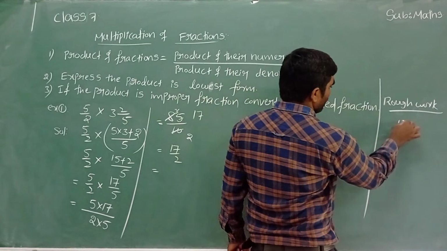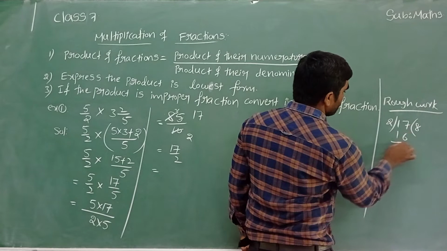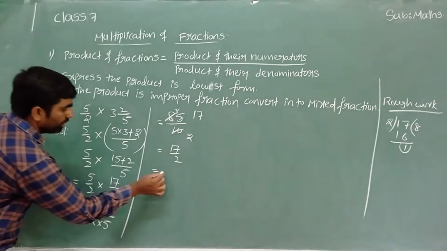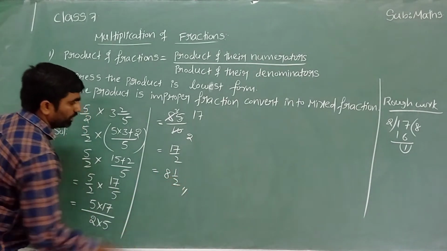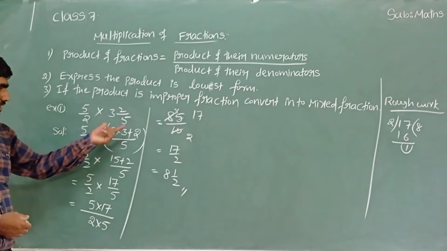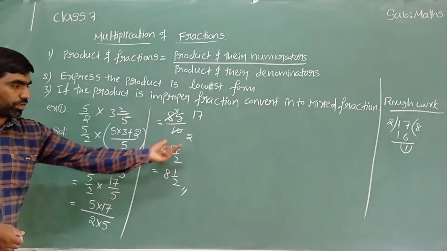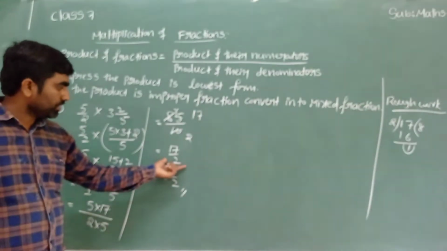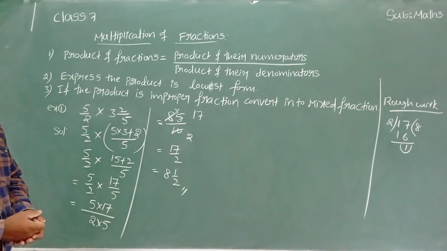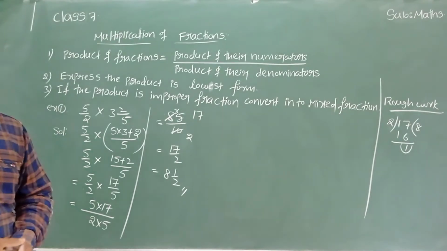17 by 2, we have to express as a mixed fraction. 2 8s are 16. 17 minus 16 is 1. So can I write the mixed fraction as 8 1 by 2? So that is the way to multiply fractions. If it is a mixed fraction, convert to improper, then multiply, convert to lowest form. If the product is improper, we have to express it as a mixed fraction. Hope you understood how to multiply fractions. Let's see the continuation.